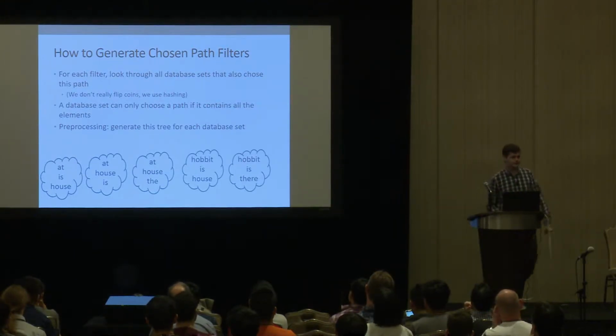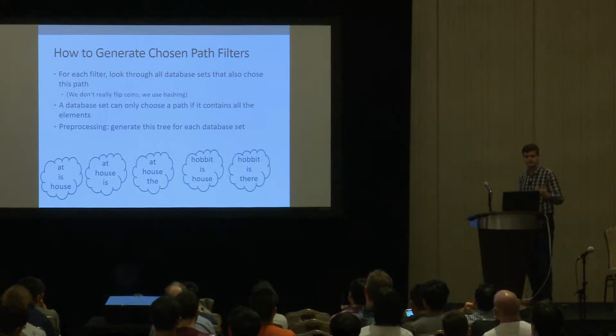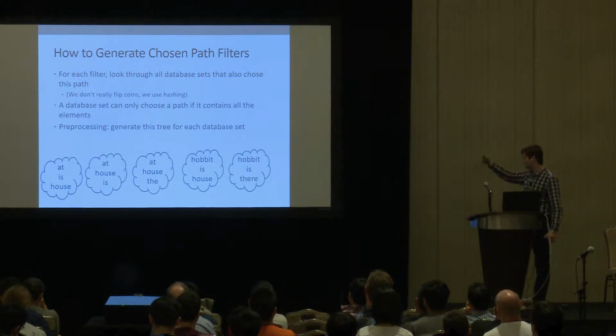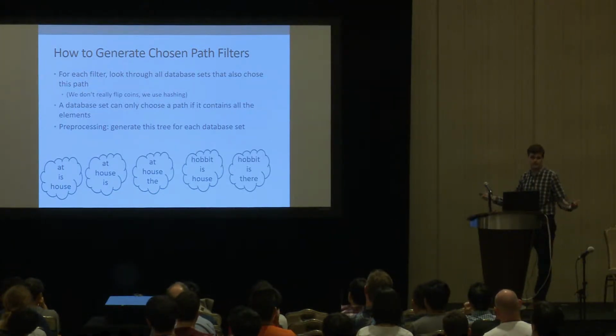So this makes pre-processing really easy. When I want to pre-process my database, I just generate this tree for each database set. And then I just need to store reverse pointers so that when I get to one of these filters, I can look up what else got to one of these filters.